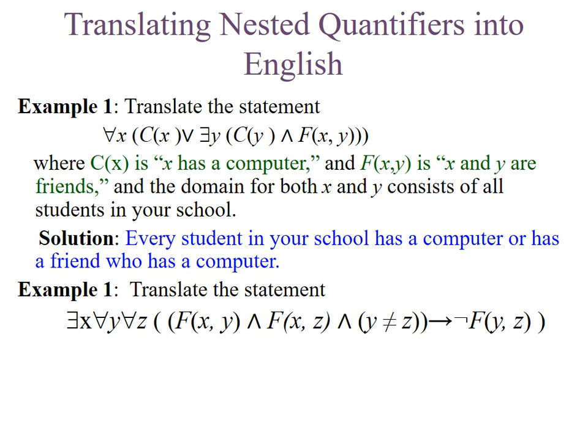Okay, and you can see for this particular student, we have for all y and for all z. That means all of his friends, if x and y are friends and x and z are friends, then y and z do not know each other. They are not friends to each other. Okay. So how do we write this terminology in a simple English sentence?